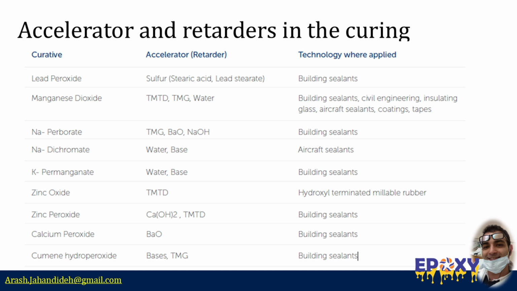This table summarizes curative types, their associated accelerators, and common application areas, providing a clear snapshot of how different curing systems are tuned for performance and processing requirements.